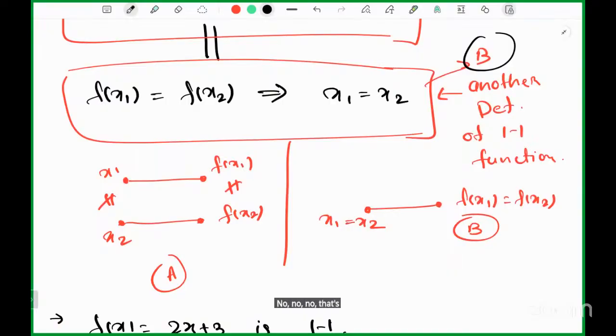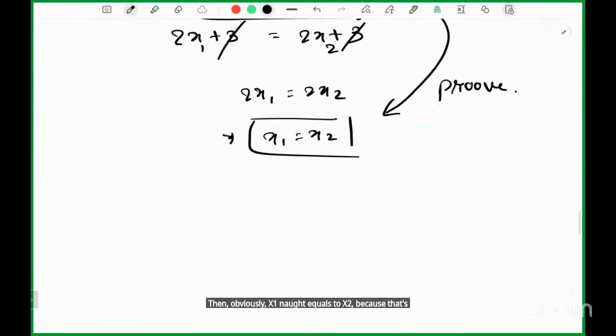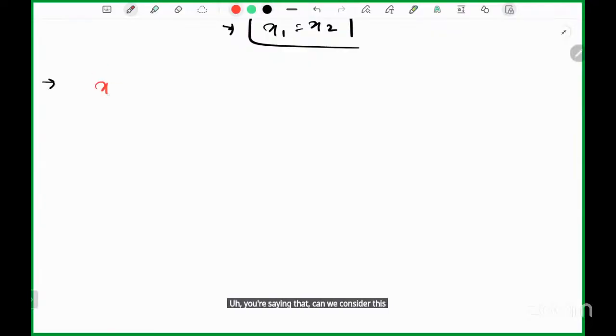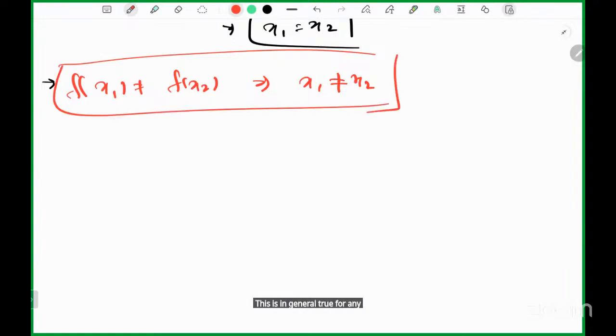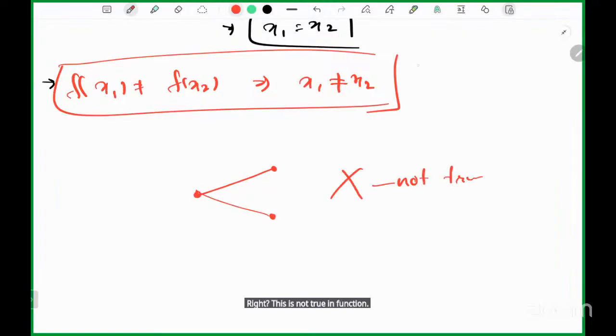No, that's not the thing. See, if you have f of x1 not equals to f of x2, then obviously x1 not equals to x2, because that's the meaning of function. So don't get confused. You're asking whether we can consider f of x1 not equals to f of x2 implies x1 not equals to x2 as a definition. This is in general true for any function, because if you have two different outputs, obviously they cannot map to a single input, right? So this is not a definition of a one-one function, because it is true in any function.